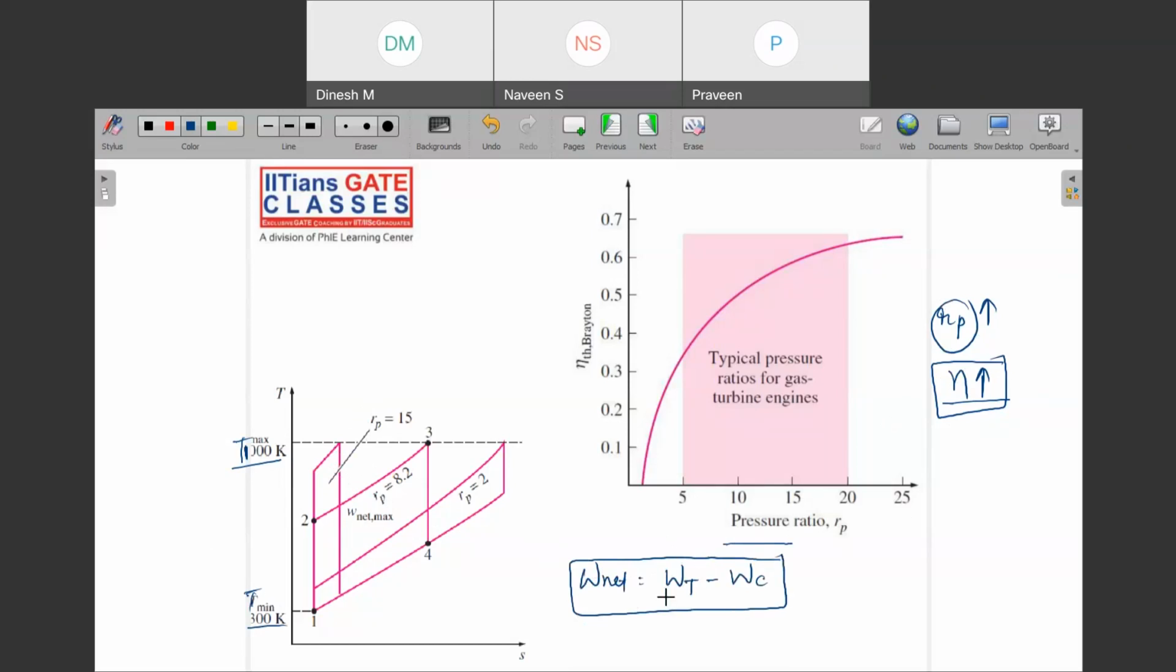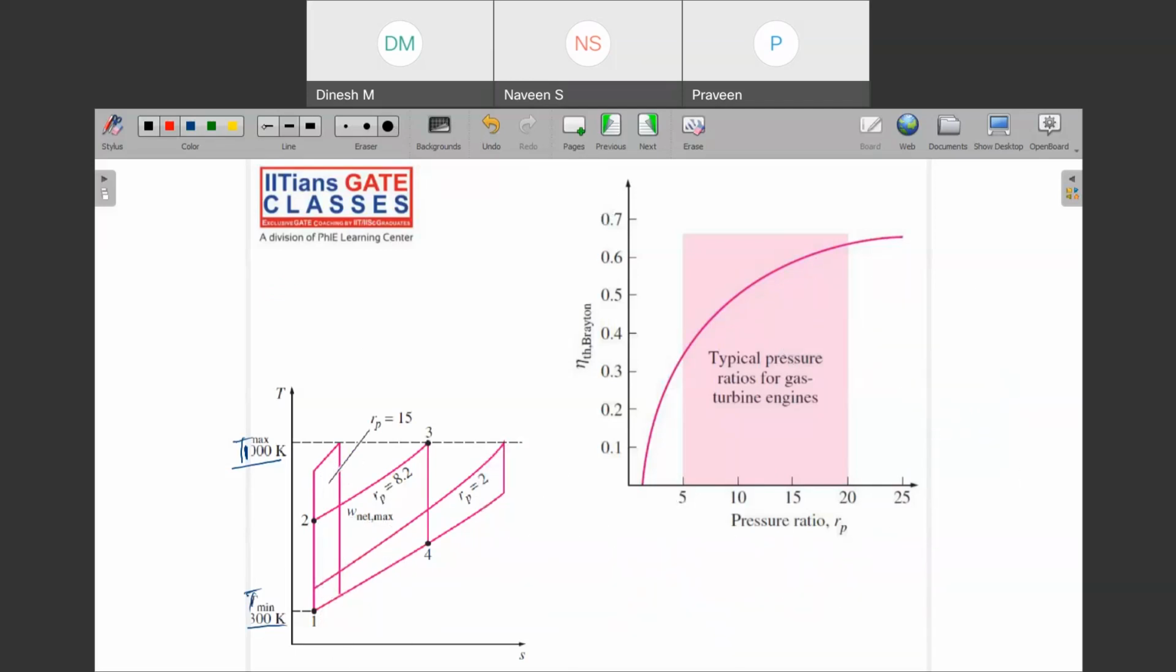So can you see that this net work is the difference between turbine work and compressor work, and if this compressor work has increased, then my W net value will always decrease. Yes. So if my W net value is decreased, then what is the benefit of having higher efficiency if I am not able to get the required amount of net work? So this is how it is represented on a cycle.